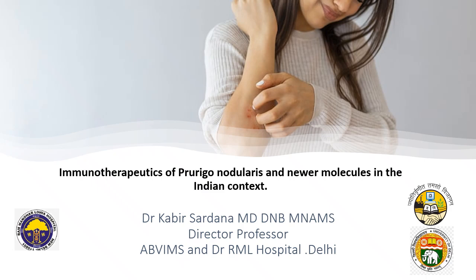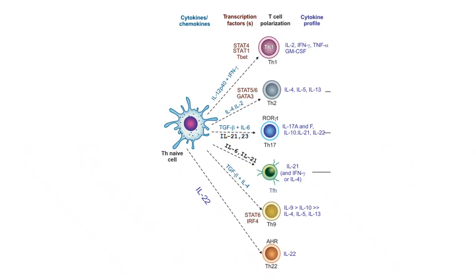So friends, today it's a small talk on immunotherapeutics of Prurigo Nodularis and the new molecules we can try in the Indian context. So at the outset, that's the overview of the adaptive immunity arm, wherein the Th naive cell subdivides into various cell types based on the cytokine milieu.